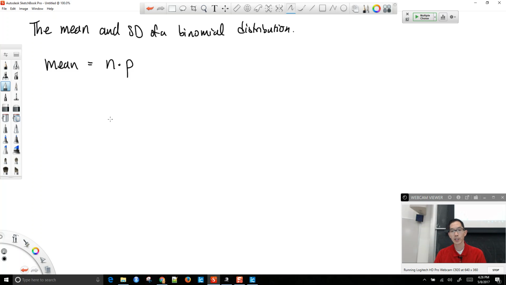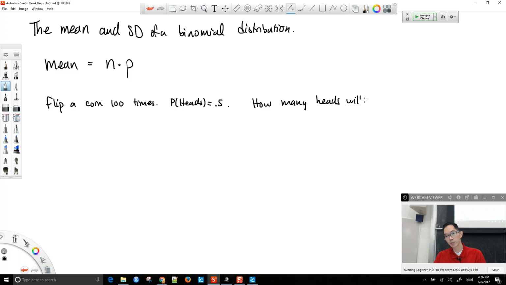For example, if we flip a coin 100 times, and the probability of getting heads is 0.5, how many heads do we expect to see on average? Or what is the mean number of heads? Well, that's going to be 100 times 0.5. We would expect to see 50 heads out of 100 flips on average. I think that makes sense, right?